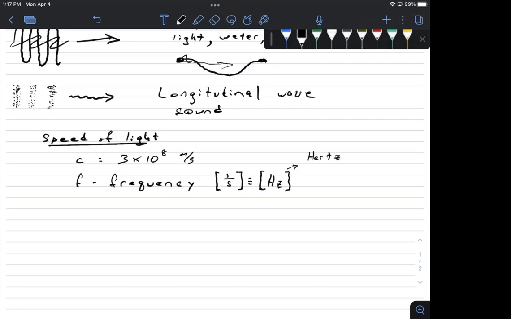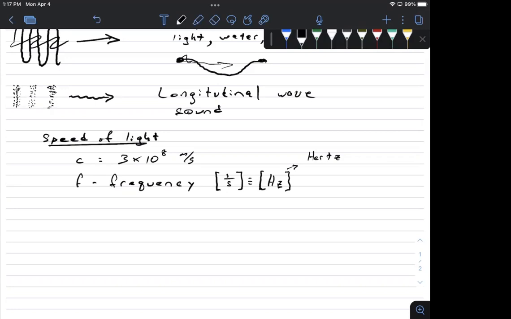Okay. So when someone says, what's the frequency of red light, then you can say, oh, it's 4 times 10 to the 15th hertz, or whatever it happens to be. That's a fake number. But hertz is the unit for frequency. Okay. And hertz is 1/seconds. Now, what does it represent?